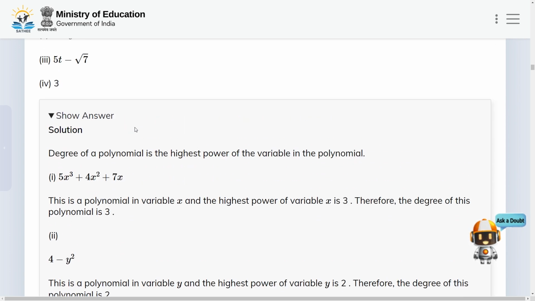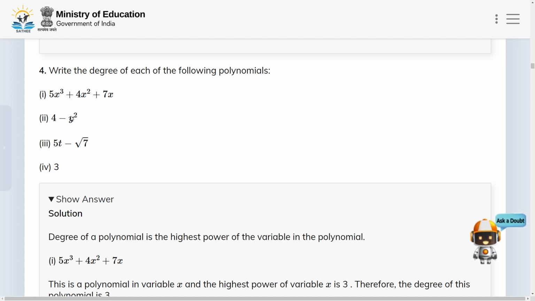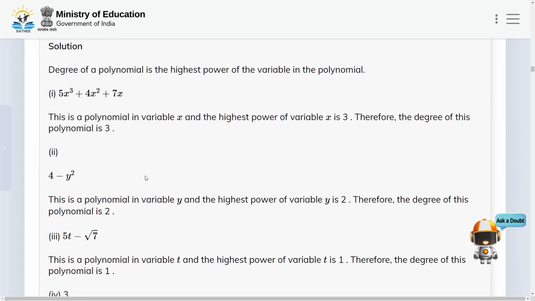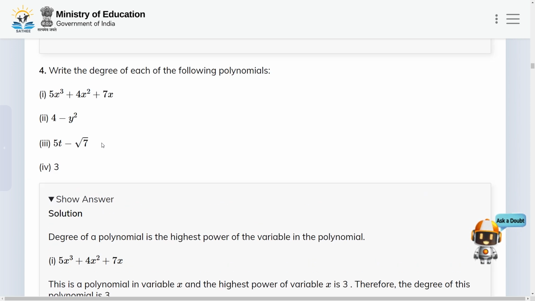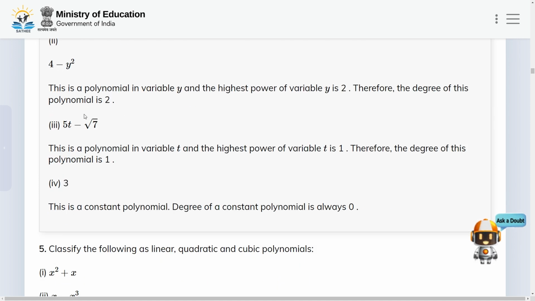Now let us see the second one. Here we have 4 minus y squared. This is a polynomial in one variable y, and the highest power of the variable y is 2. Therefore the degree of the polynomial is 2. Now let us see the third one. Here we have 5t minus root 7. This is a polynomial in variable t, and the highest power of t is 1. Therefore the degree of this polynomial is 1.